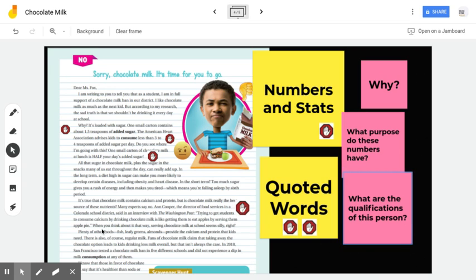All right. When you think about it that way, serving chocolate milk at school seems silly, right? Plenty of other foods, fish, leafy greens, almonds, provide the calcium and protein that kids need. There is also, of course, regular milk. Fans of chocolate milk claim that taking away the chocolate option leads kids to drinking less milk overall, but that isn't the case. In 2018, San Francisco tested a chocolate milk ban in 5 different schools and did not experience a dip in milk consumption in any of them. All right, this is a little bit too small now.